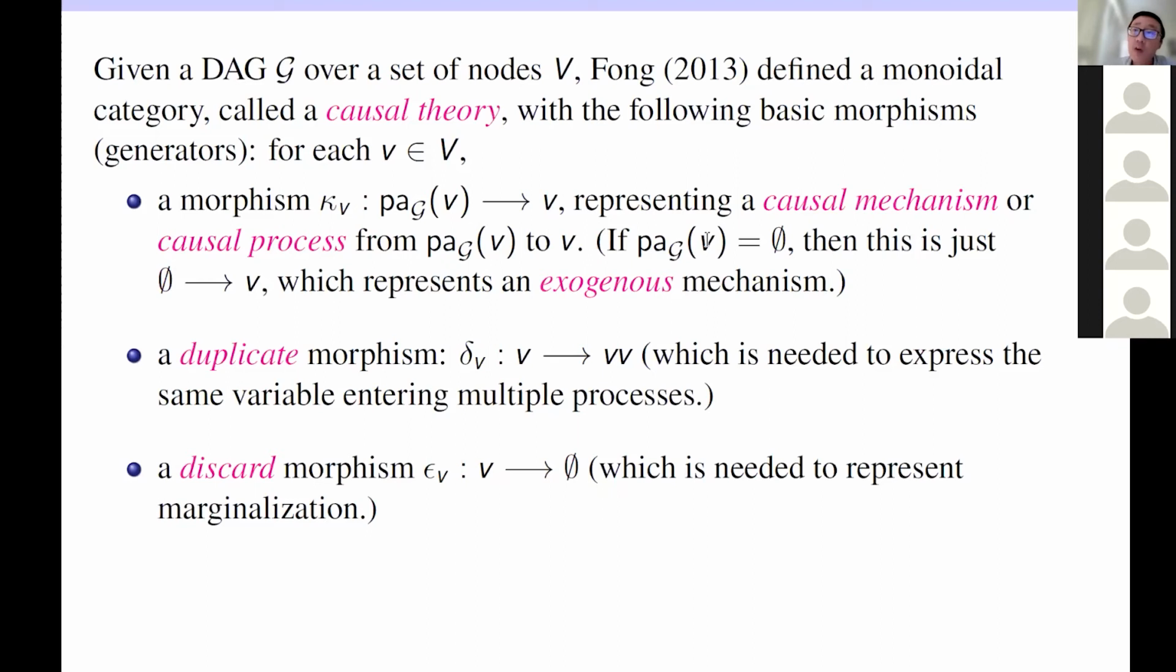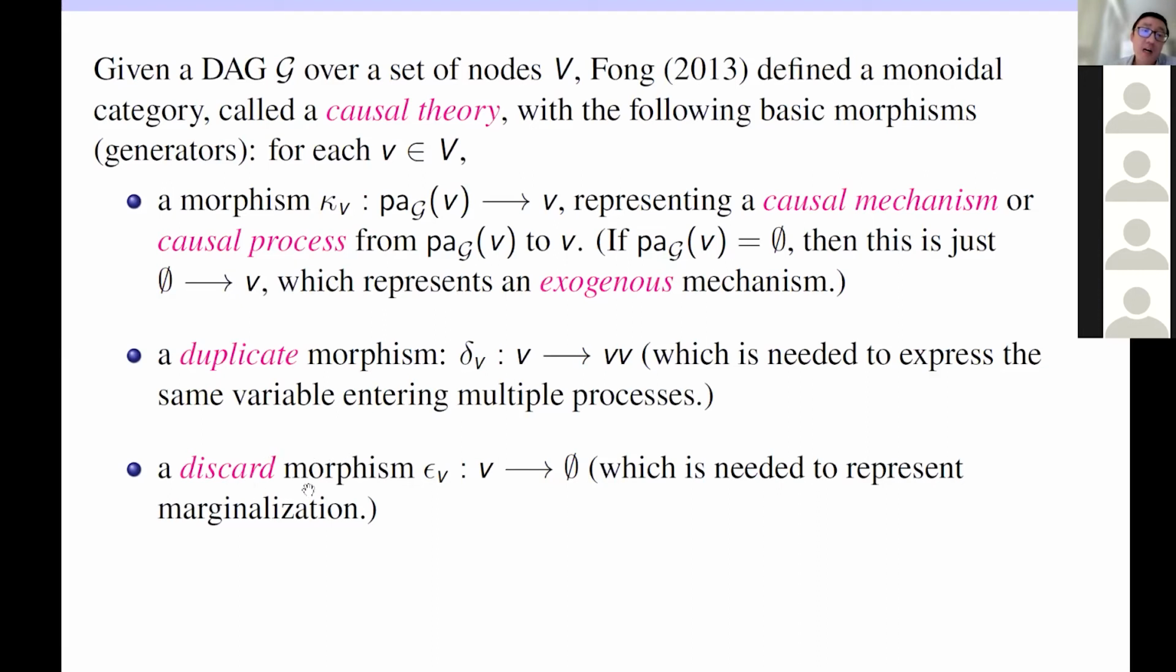And remember, some variables, some nodes in the DAG, will have no parents. There will be root nodes, root vertices. In that case, of course, this kappa for those variables will just be from the empty set to this node. By the way, this will be a monoidal category, so this empty set is the so-called monoidal unit. And this will be our most important basic morphism in this category. And then in addition, we need two auxiliary morphisms, which are also very important to express what we need. For each node, we will have a so-called duplicate morphism. This is needed to express the same variable entering multiple processes. Sometimes one variable participates in several processes, so we need to duplicate it to express that.